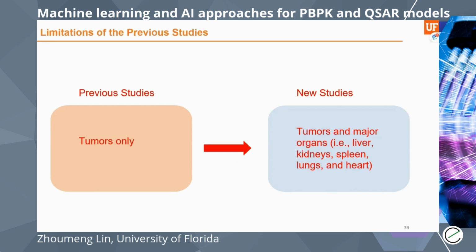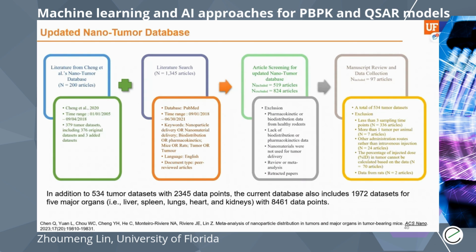So to address this issue, we conducted another literature search to collect more data, not only the tumor data, but also data in the major organs, including liver, spleen, lungs, heart, and kidney. And we collected a total of more than 10,000 data points to train our next model.